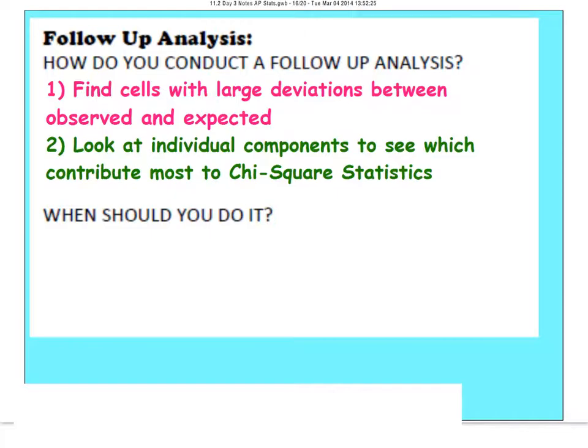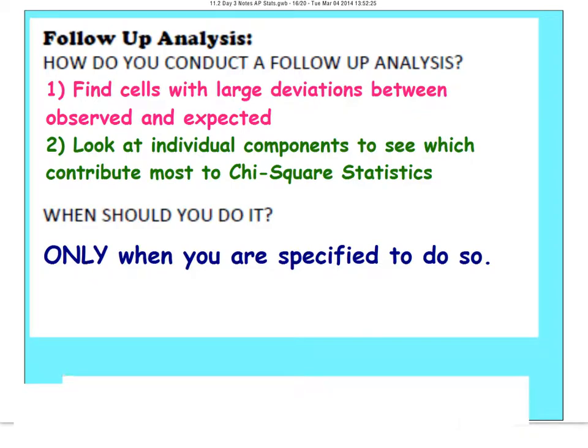When do you actually do that follow-up analysis? Remember, you only do it when you're specified to do so. I have yet to actually see the AP board ask you to do a follow-up analysis on a test of homogeneity. However, I have seen multiple choice questions where they will show you the chi-square distribution and how it is deviated between each of the cells. So you'll see how the statistic was actually built. And then from there you could easily do an analysis and find the chi-squares that deviate the most from each other. Remember, that could be in terms of the amount, or if you have a lot of positives and only a few negatives, maybe you look at the ones that are sticking out because they're outside of the pattern and are negative.